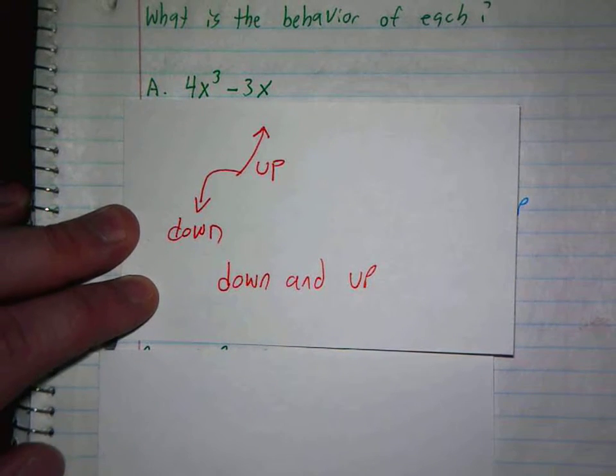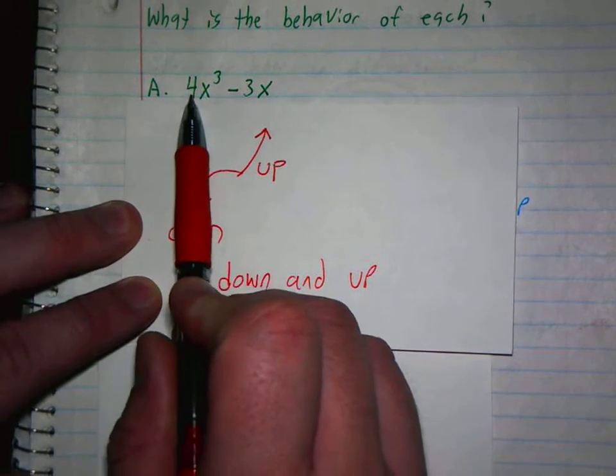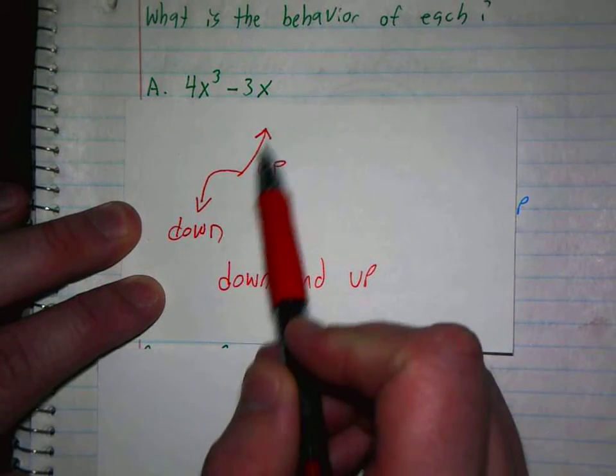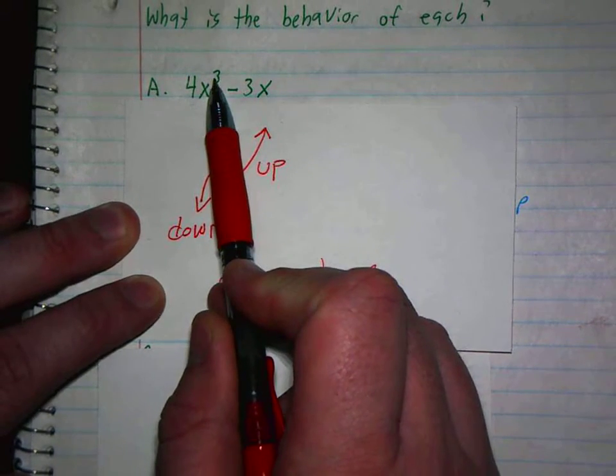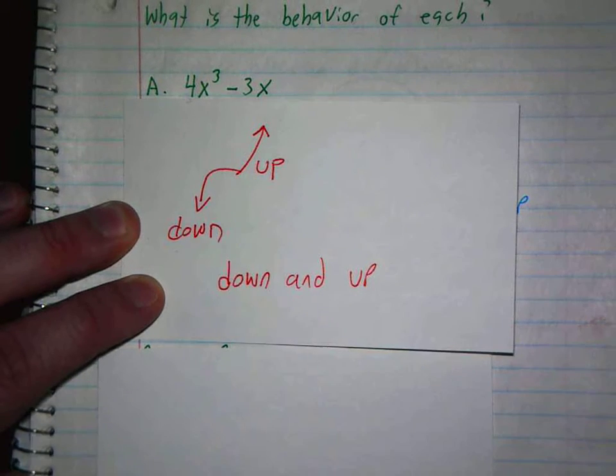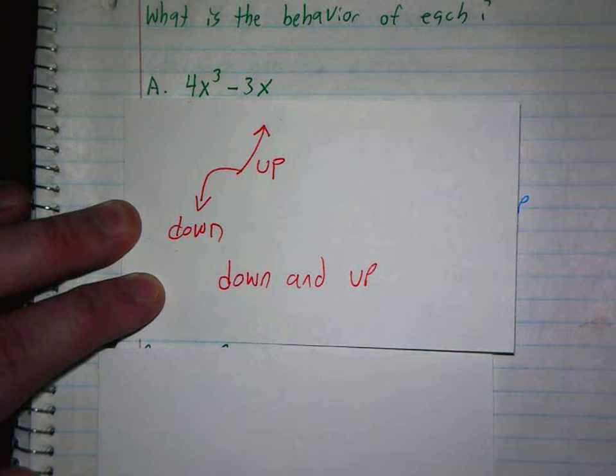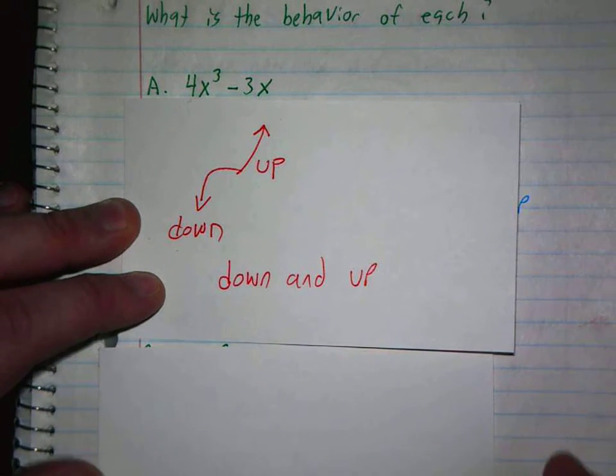Okay. So you look at the leader, 4, it's positive, so it opens up on the right. Then look at the degree to tell you if it does the same on the left or if it does the opposite. If it's odd, it does the opposite. If it's even, it does the same thing. Okay?